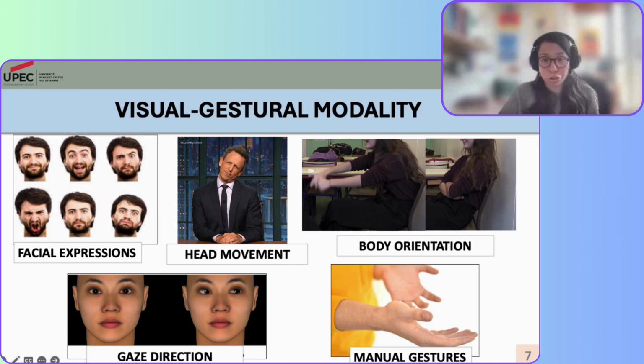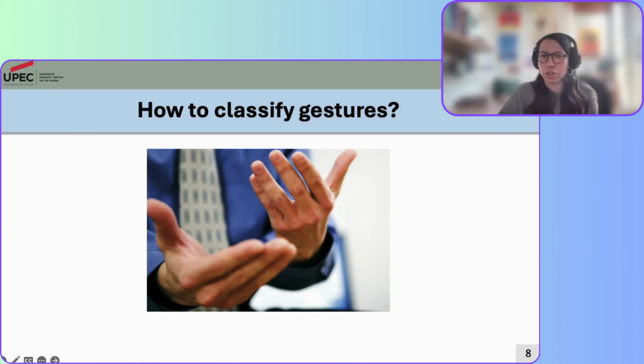Now, about the manual gestures. It's a daunting task when you think of the hands, because they move a lot, and we produce so many of them. One question you may ask yourselves is how to classify gestures. How do I analyze them? As a linguist, I need to classify things. I need to put things in boxes. I need a label and several values. And how do you do that with gestures?